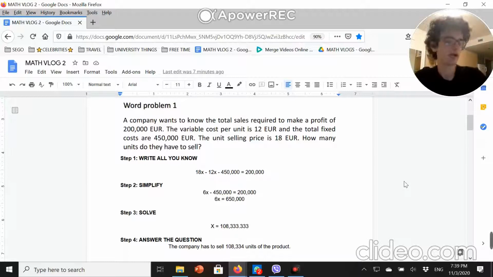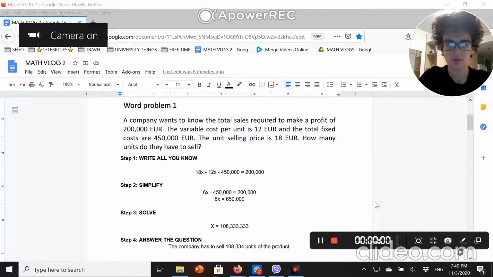So our x in this case, what we are looking for, is the units that they need to sell. So we will put x next to every number where it says unit. Looking here, you have the unit variable cost, which is 12 euros, and we have the unit selling price, which is 18. So my camera died, I'm sorry.